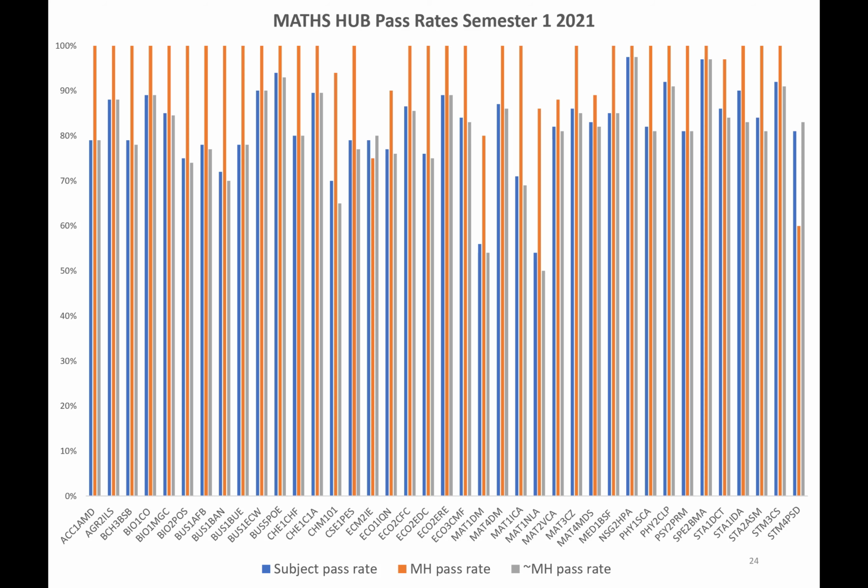This is a 10% improvement on Semester 1 2020, where 85% of participating subjects showed an equal or higher pass rate for the group of students who visited the Maths Hub in comparison with the group of students who did not. And Semester 1 Maths Hub participating subjects rose by 15%, with 34 participating subjects in 2020 rising to 39 in 2021.